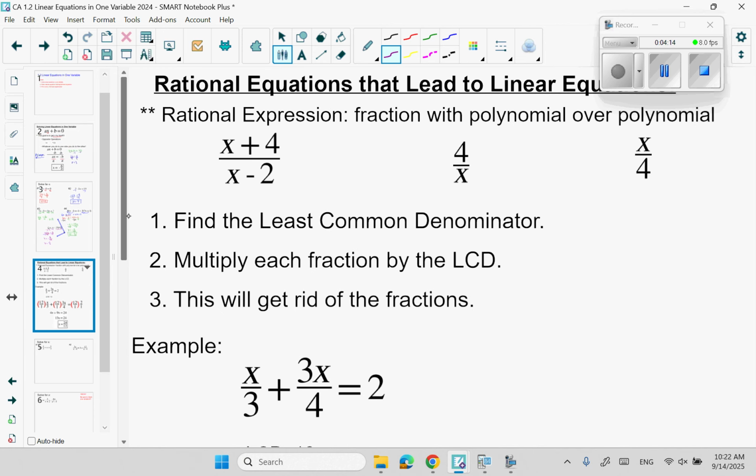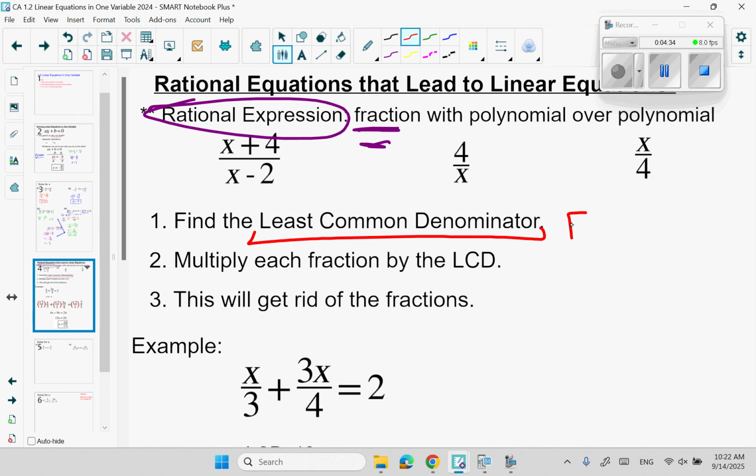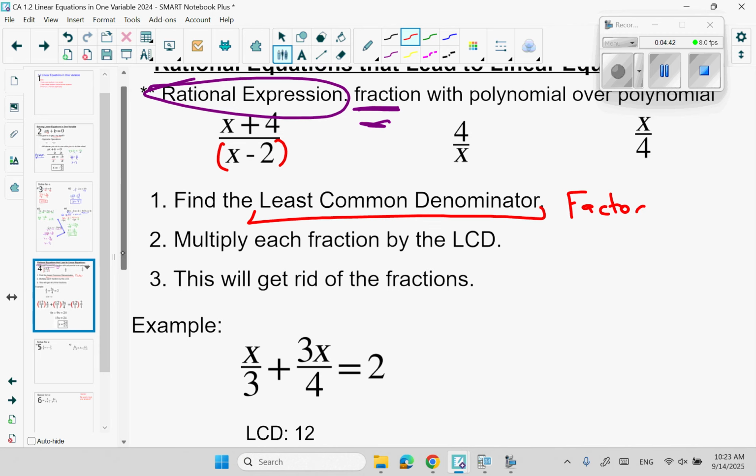Now, rational equations. Remember that a rational expression just means it's a fraction. So something like x plus 4 over x minus 2, or 4 over x, or x over 4. And then remember, when we talk about rational equations, when we're adding and subtracting for least common denominator, we often have to do it in terms of factoring. So the big thing is x minus 2 is all one thing.